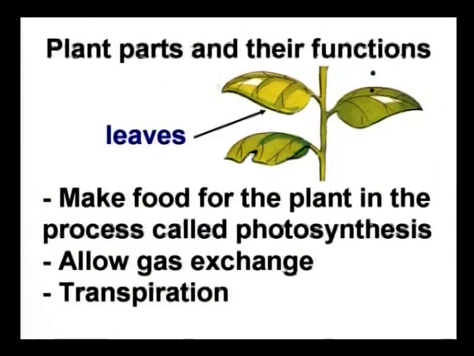Okay, check this. Leaves make food for the plant in the process called photosynthesis. Without the leaves, the plant will not survive. The leaves help the plant to make its food. And that process of making food is called, class? Again, photosynthesis.